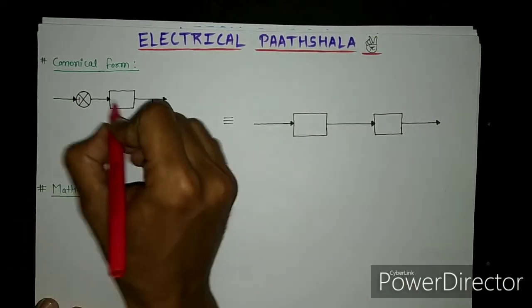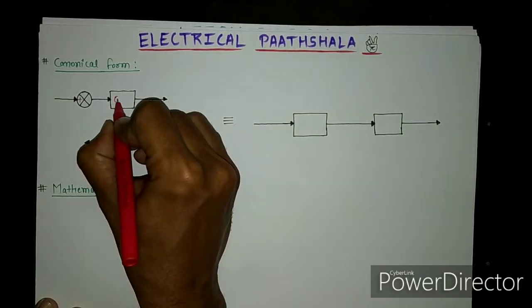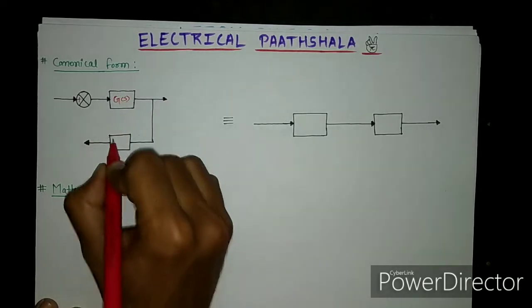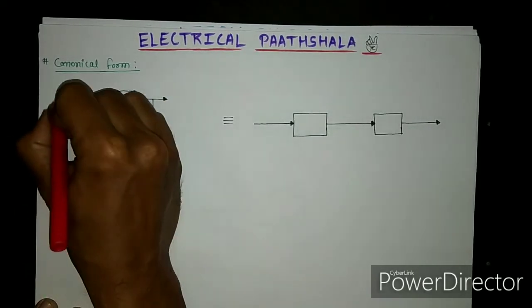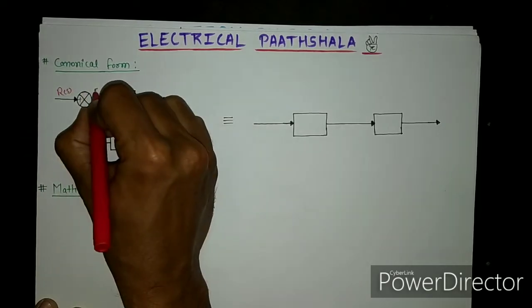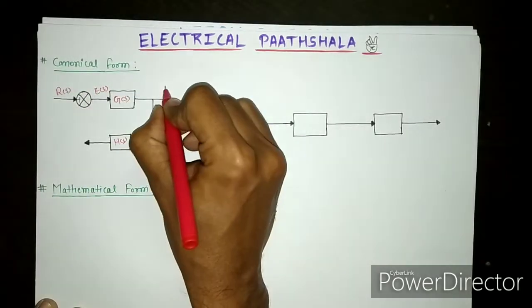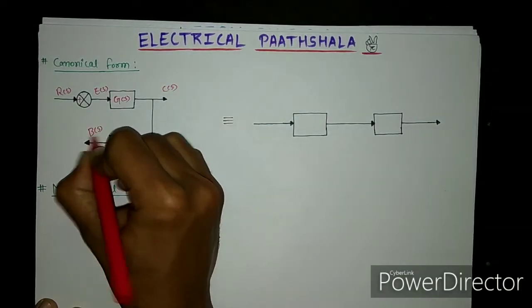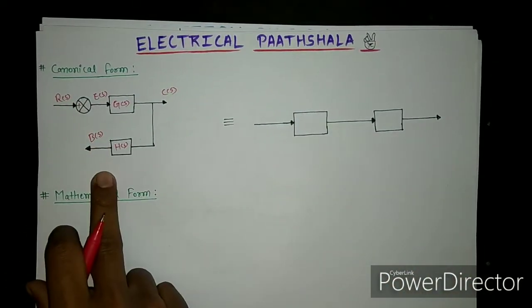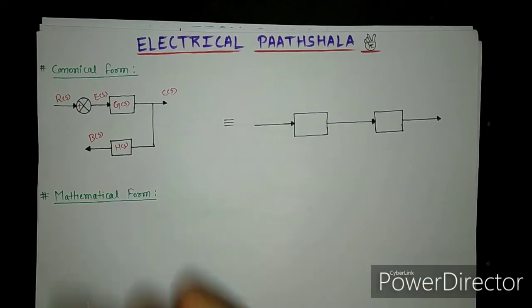In this canonical form, this block is your forward path gain block G(s), and this block is the feedback path gain block H(s). This is your input R(s), error signal E(s), output C(s) and feedback signal B(s). So this is the canonical form of an open loop control system.